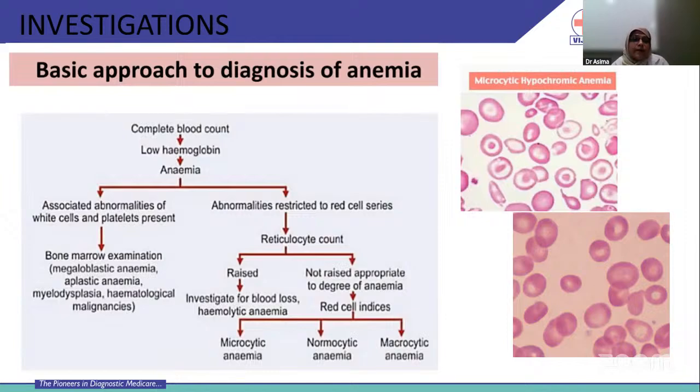If the retic is not raised appropriate to the degree of anemia, then we look into the red cell indices. If MCV is low, then it is microcytic. If it is normal, then it is normocytic. And in cases of bigger sized RBCs where MCV is high, we go in for macrocytic anemia. In cases of abnormalities of white cells and platelets, if they are associated, then directly we can go in for the bone marrow examination.